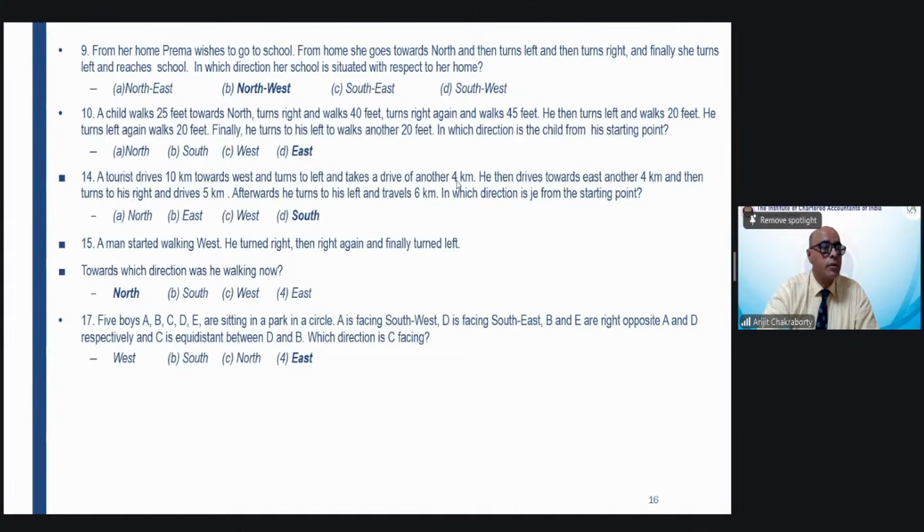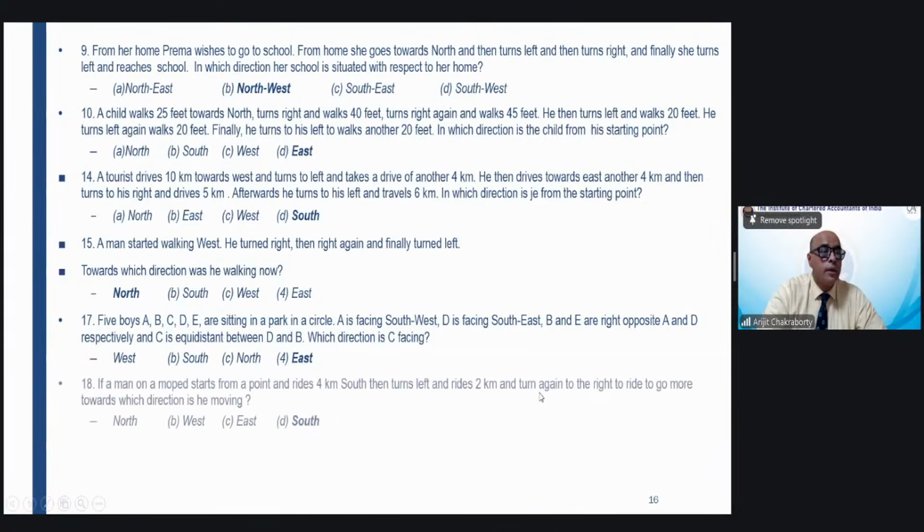Right. Fine. Now we will move to the next question. Number 17 is a beautiful question. So beautifully done. 18th question. If a man on a moped starts from a point and rides 4 kilometers south and turns left and rides 2 kilometers. Let us try this. He goes south 4 kilometers and then turns to the left, which means now he is facing the eastern side, and rides 2 kilometers and again turns to the right.